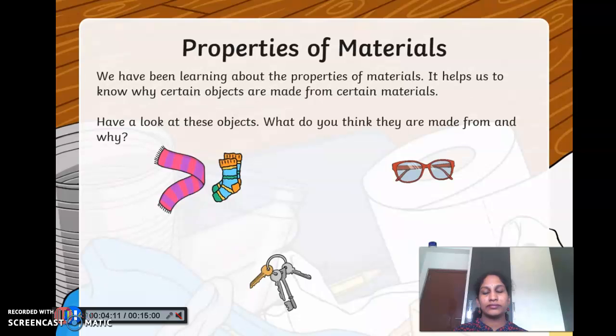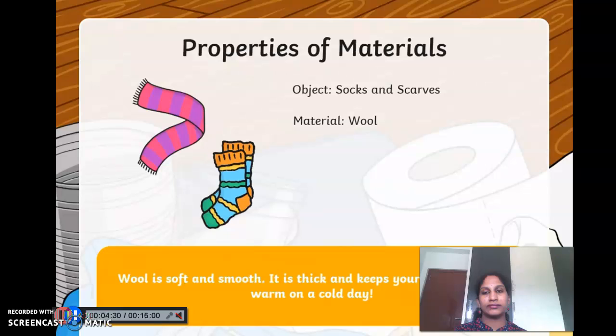Properties of materials. It helps us to know why certain objects are made from certain materials. Have a look at these objects. What do you think they are made from and why? One of the first objects we have is a pair of socks and a scarf. They are made from the material wool. Wool is soft and smooth. It is thick and keeps your body nice and warm on a cold day.